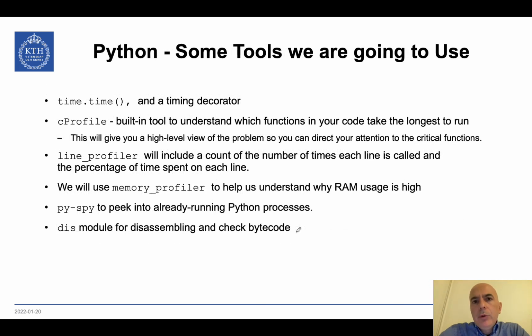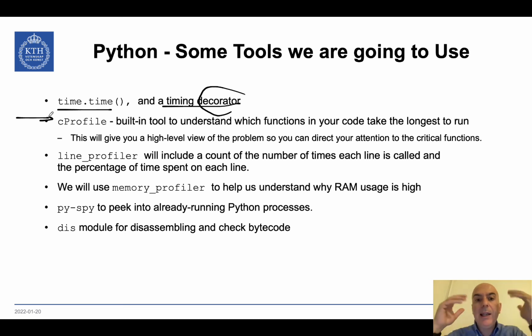I want to list a few tools that we're going to use in this course for profiling our code. Of course, the first and probably most important is to use a timer function. For instance, we're going to use the time methods from the time module, and also a decorator from Python. We're going to look at cProfile, a built-in tool to understand which functions in our code take the longest to run. This will give us a high-level view of the problem, so we can direct our attention to critical functions of our code.